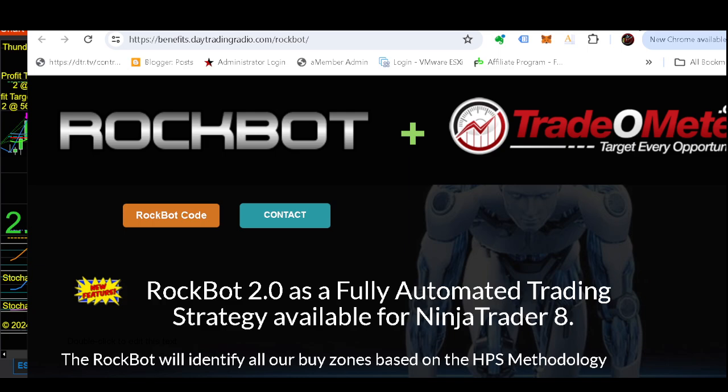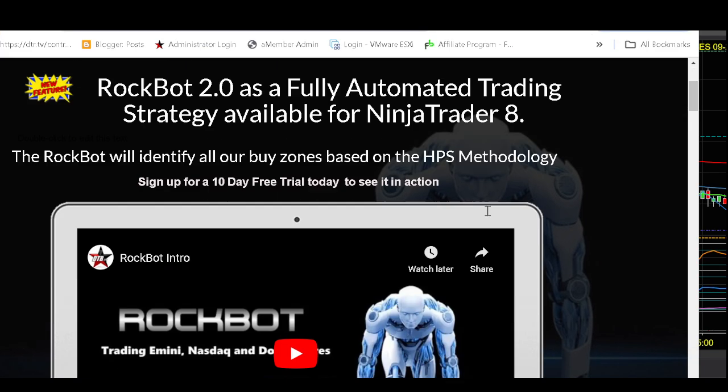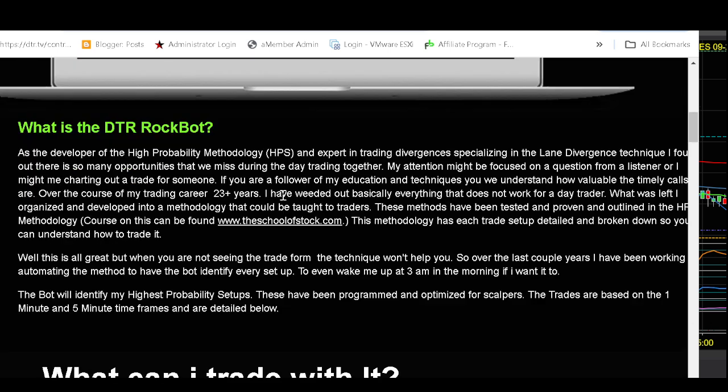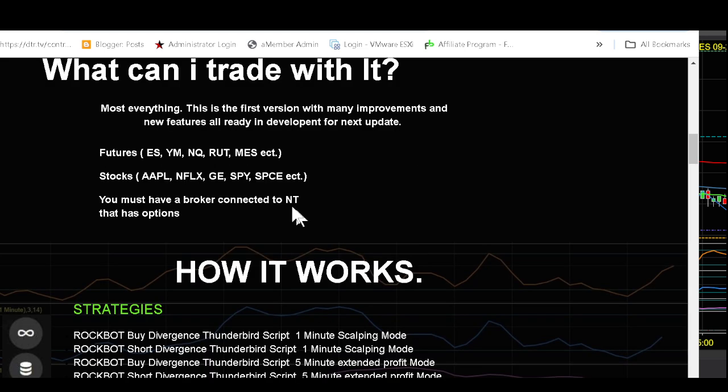There's a couple links on the page. It tells you all about the RockBot, with a little introductory video here. And again, what is the RockBot? I kind of go into that, and what you could trade with it.